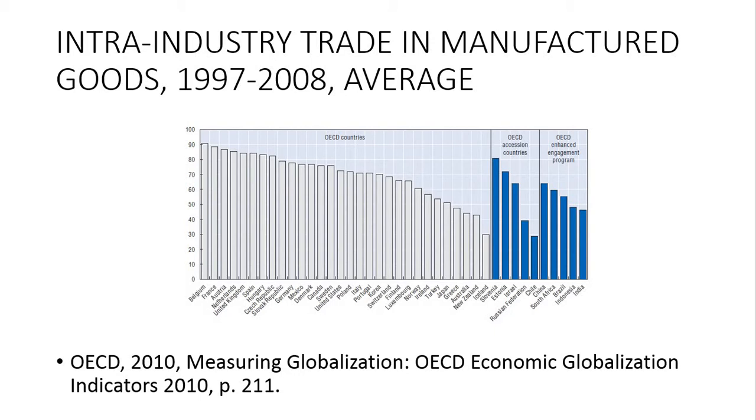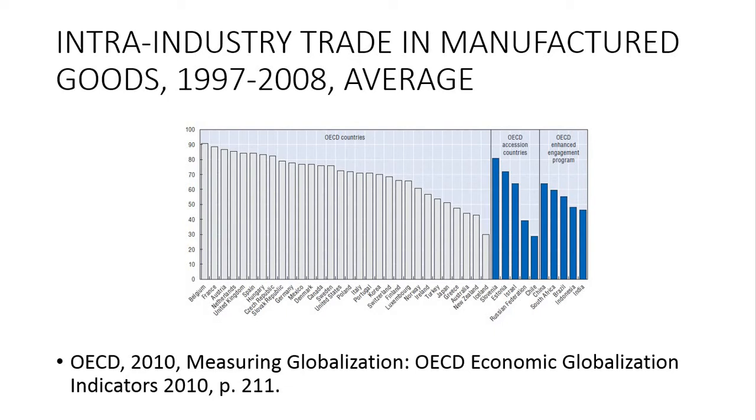Okay, so actually it's kind of interesting that the indicator, the share of intra-industry trade in the total trade in manufactured goods, is definitely higher for more developed countries, characterized by a higher level of economic integration. For instance, take Belgium. Belgium had this indicator equal to approximately 90%, and this means that 90% of the international trade of Belgium is intra-industry trade.